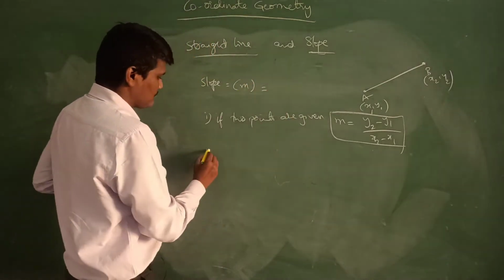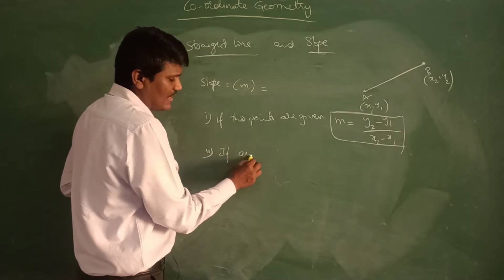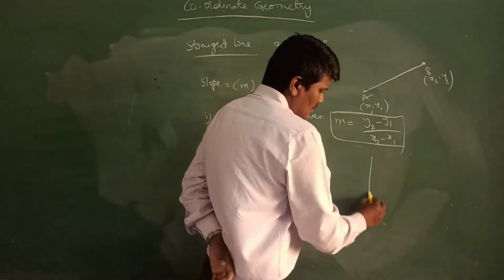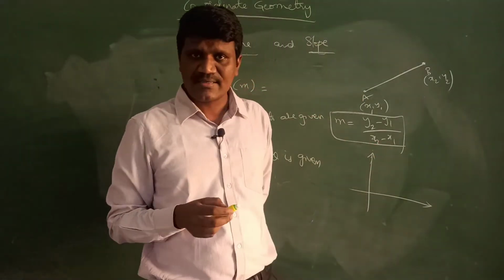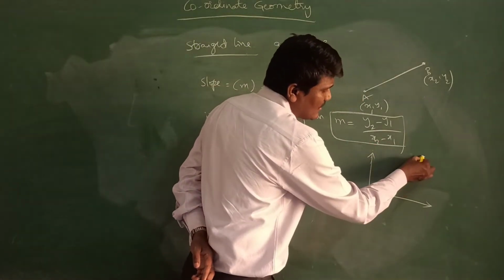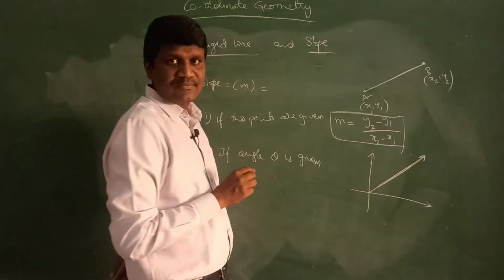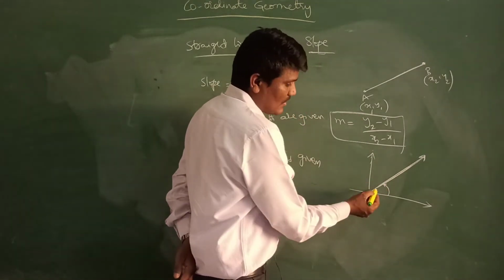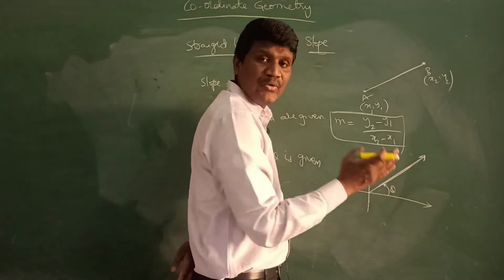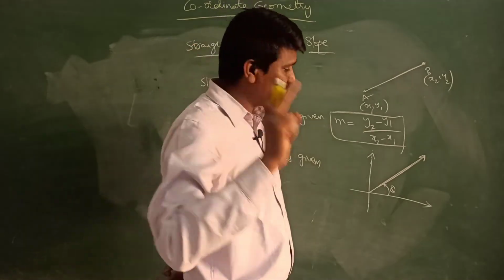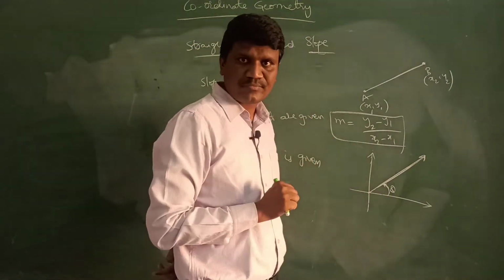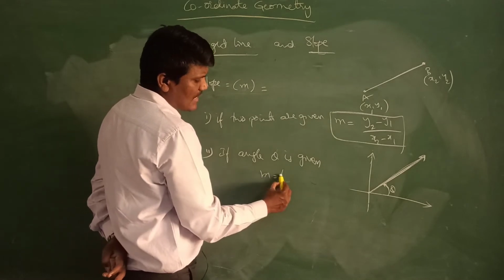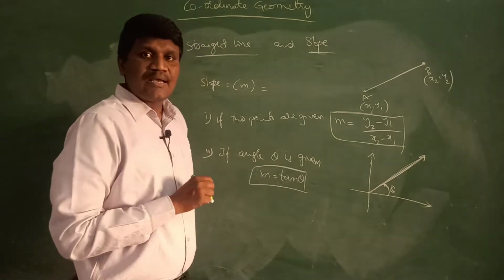Second, if an angle theta is given, what is the slope? Suppose this is the coordinate system, x-axis and y-axis, and this is the line. First we need to find the angle theta, the angle made by this line with respect to the x-axis, not the y-axis. So the slope of this line is m is equal to tan theta.